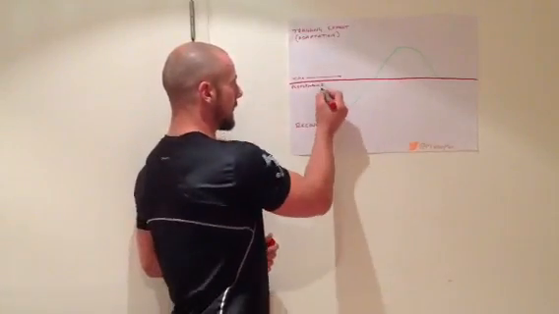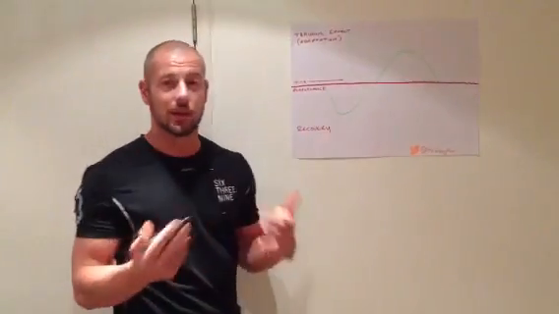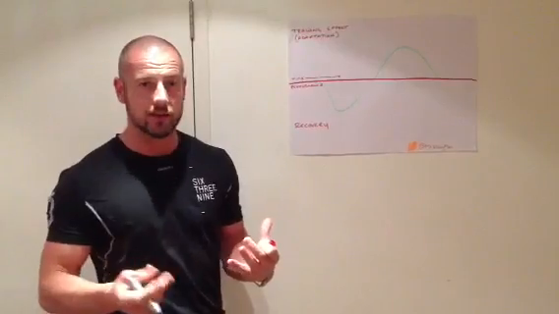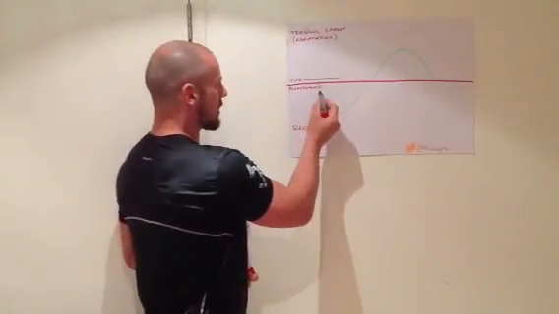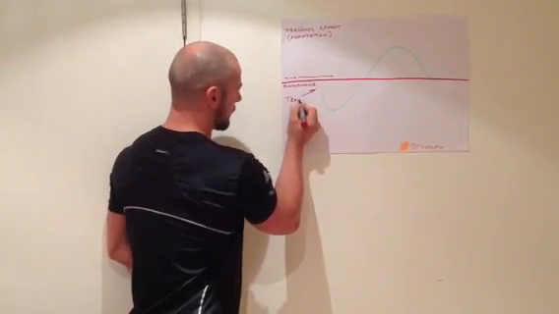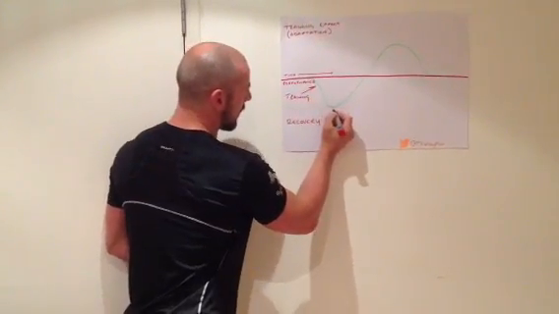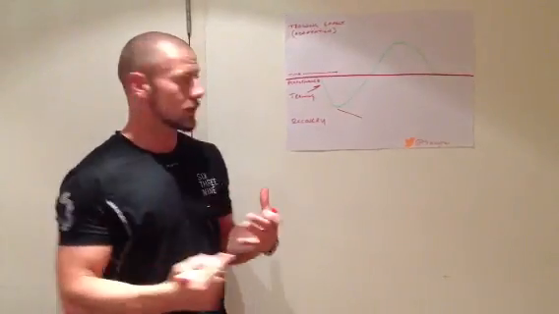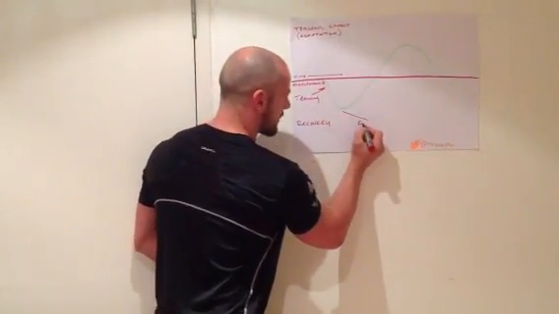When we train, which would be here, we actually start to get worse. So our body is under a stress, so it starts to decline. So this is our training here. Okay, and at the bottom here is fatigue. So that's when we're tired. This would be the end of our training session.